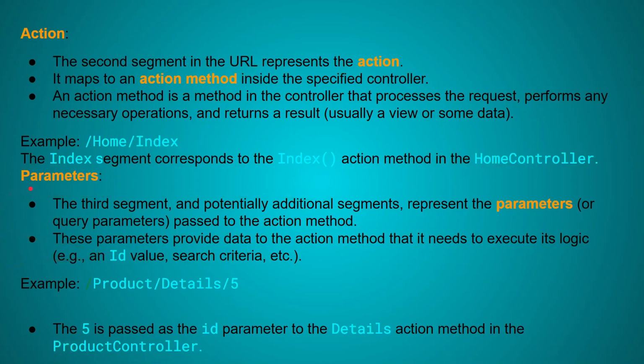Now the third one is parameter. The third segment and potentially additional segments represent the parameters or query parameters passed to the action method. These parameters provide data the action method needs to execute its logic, for example, an ID value, search criteria, etc. Example is /product/details/5. This is the parameter. The 5 is passed as the ID parameter to the details action method in the product controller.